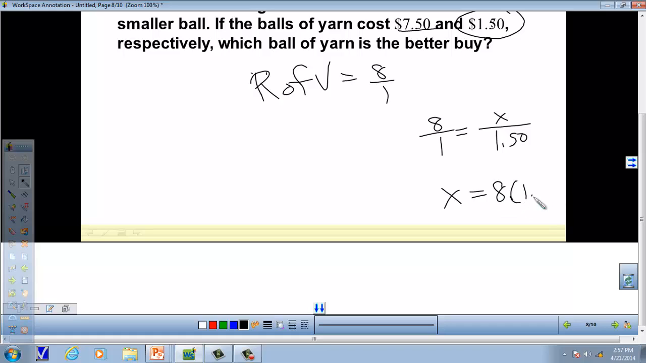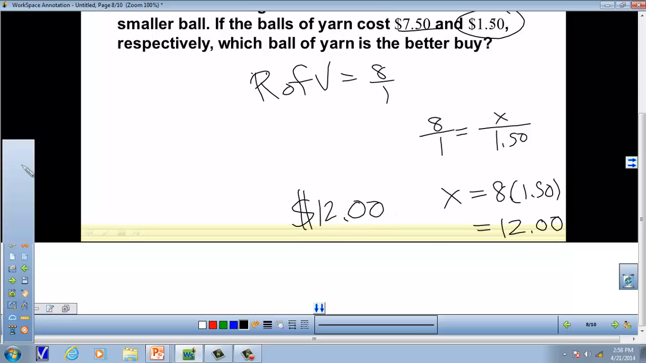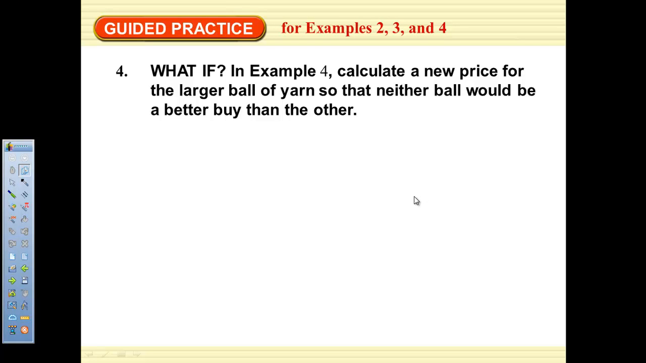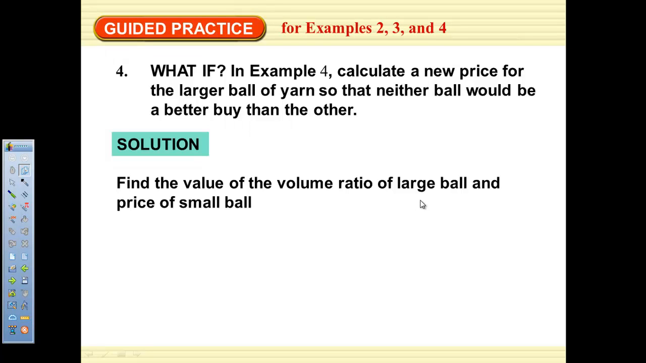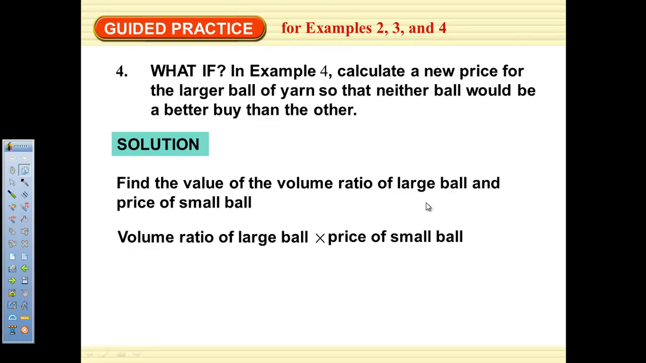Oops. So that's 2. That's 3, 6, 9. I think it's $12. Should be $12. 0 carried the 4. Yeah, should be $12 then. If the bigger ball of yarn was $12, then it would be the same price. Yeah, there you go, $12. And we're done. Thanks.